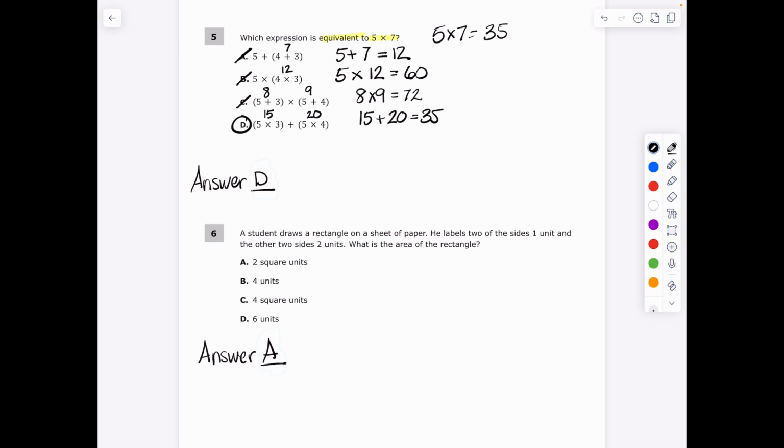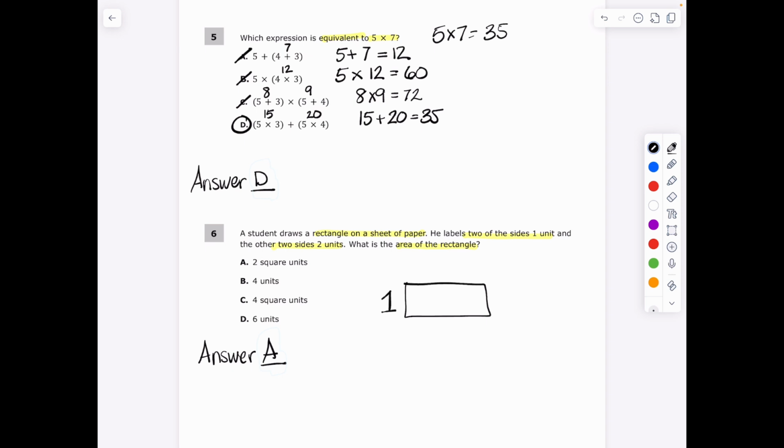So again, for equivalent, you just have to actually simplify the expression and use your order of operations. Let's look at the next one, number 6. A student draws a rectangle on a sheet of paper. He labels 2 of the sides 1 unit and the other side 2 units. Okay. What is the area of the rectangle? Well, let's just draw the rectangle.